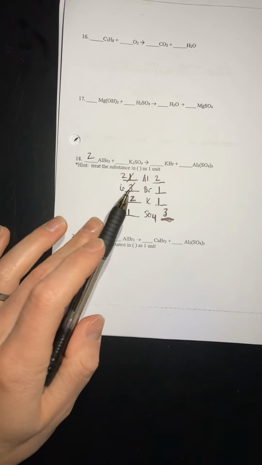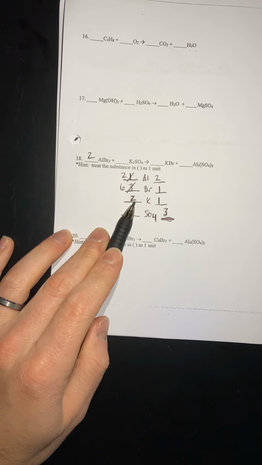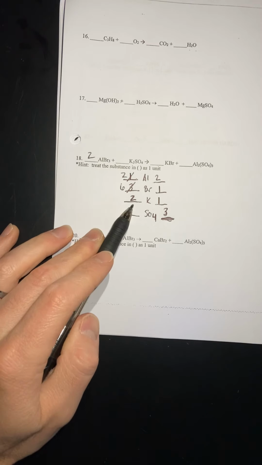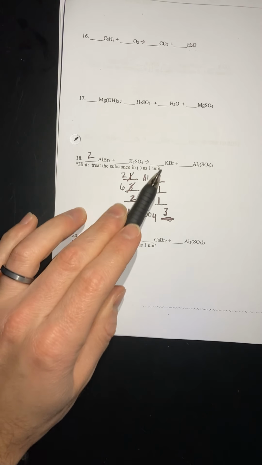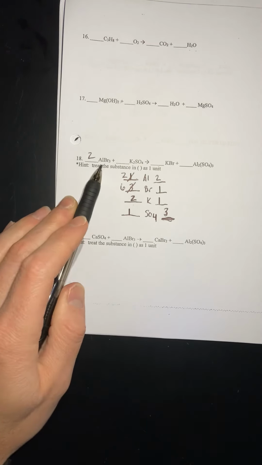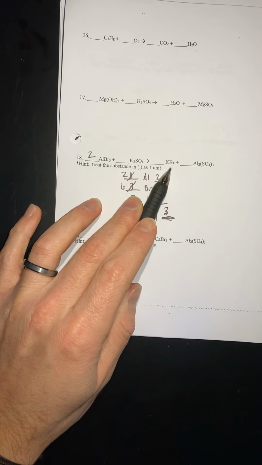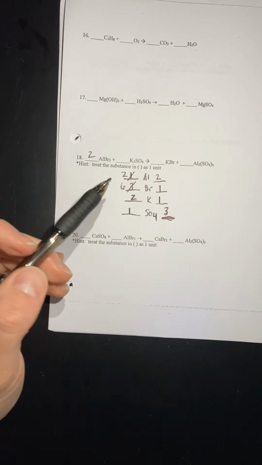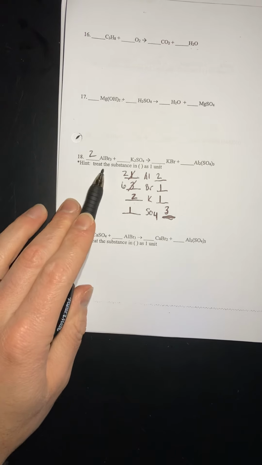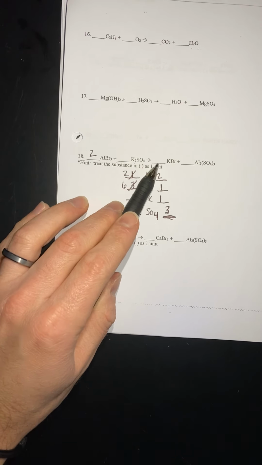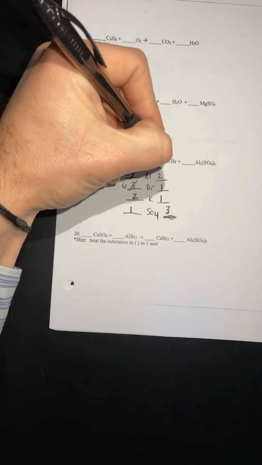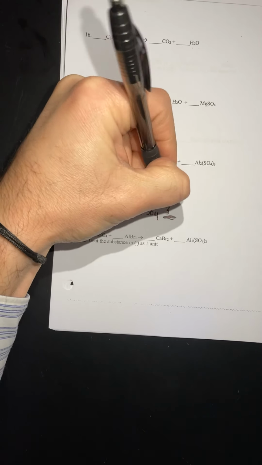I actually would not do my potassium yet. And here's why. I have 2 potassiums here and 1 over here. If I put a 2 there, I'm going to have to change it because I have 6 bromines on the left and only 1 on the right. So I would go ahead and do that first. If I have 6 bromines over here, 1 over here, what do I need to put right there? 6. And that's going to change my bromine to 6. It also changes my potassium to 6.